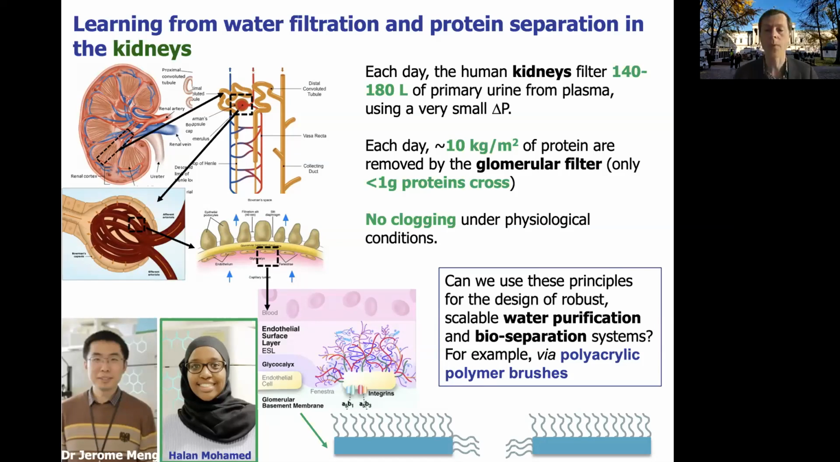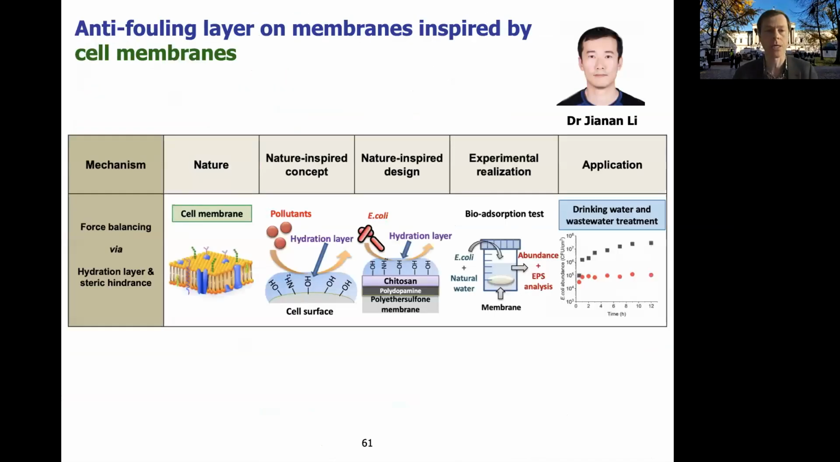Using these concepts to design new membranes, for example, by polymer brushes. Right? Another postdoc, Jenna and Lee, in this brand new work that we're in the course of publishing, is looking at cell membranes. On the cell membranes, you also have these layers that are able to repel pollutants, and the hydration layer in them is very, very important. In this way they can also repel E. coli. So we use this in a design using chitosan polydopamine layers on a conventional polymer. And in this way, we are able to have much better properties for use in drinking water and wastewater treatment.